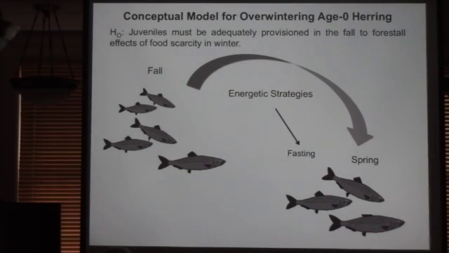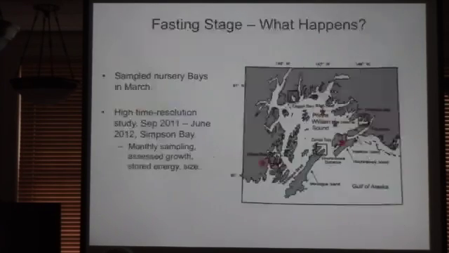So I'm going to go on for the rest of the talk and talk about some of the fasting side of the story. And here, what we're interested in is what happens during the winter when the fish are fasting. And so what we ended up doing was sampling nursery bays in March, so this is after the winter time. And we also conducted a high-resolution study between September 2011 and June 2012 in Simpson Bay, where we actually did monthly sampling and assessed growth, stored energy, and size. Yes, we just did the high-res stuff in Simpson Bay for 1 year, whereas normally we just have this time series of November and March.